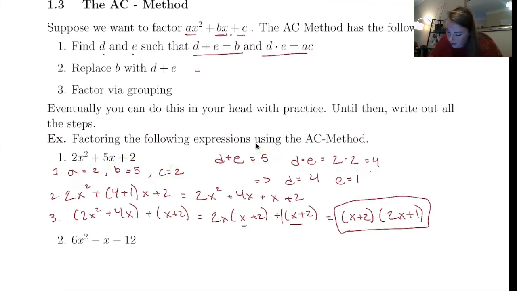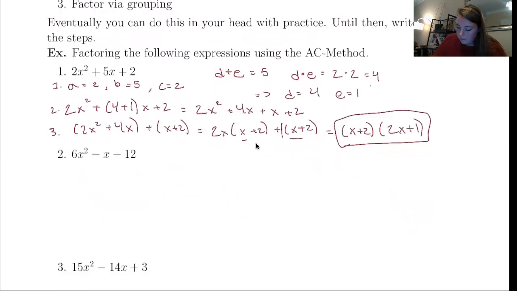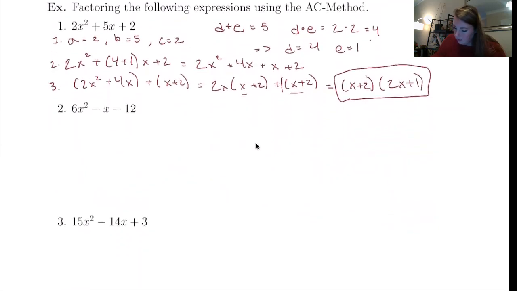Okay. And then we replaced 5 with 4 plus 1. Distribute my x to each of those numbers so that I now have 4 terms. Grouping is really good when we have 4 or more terms. And then grouped them, pulled out the greatest common factor, and I finished factoring. It's pretty great.